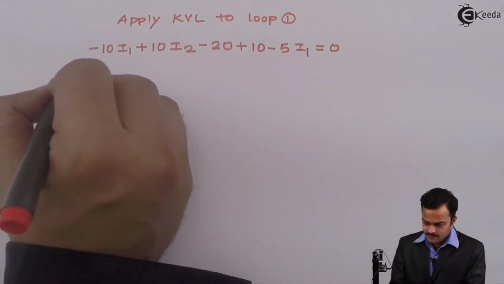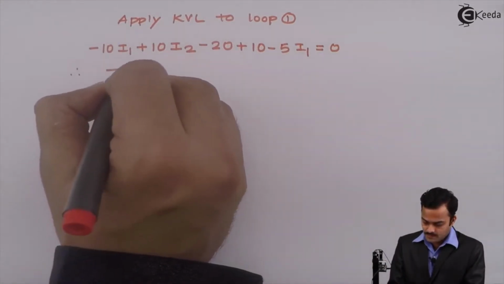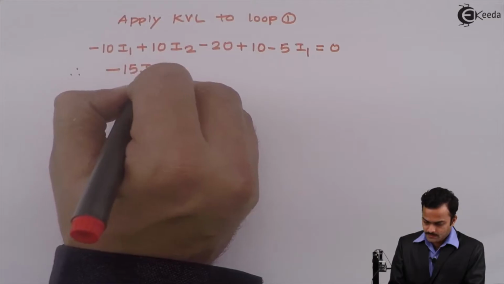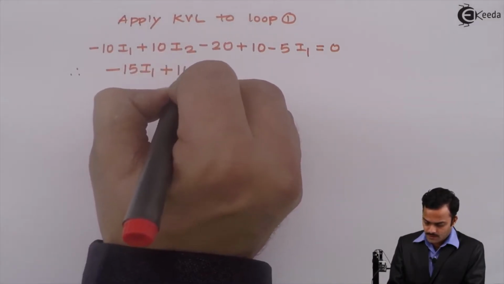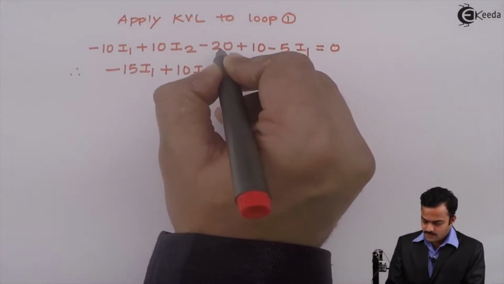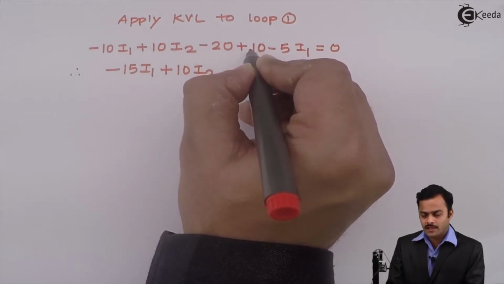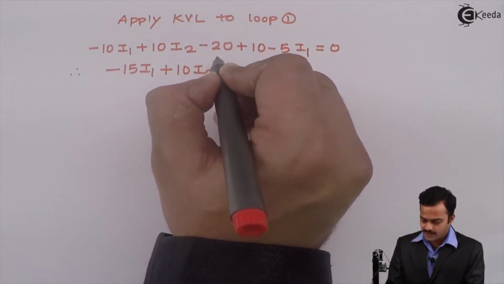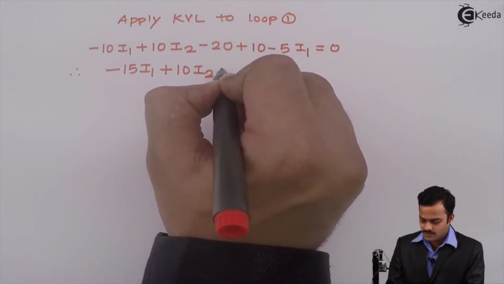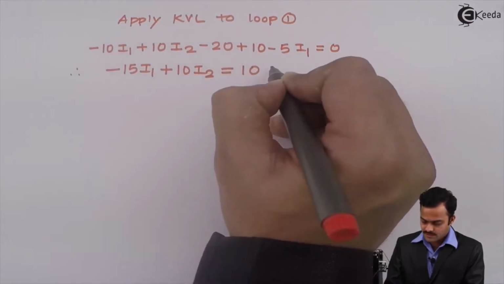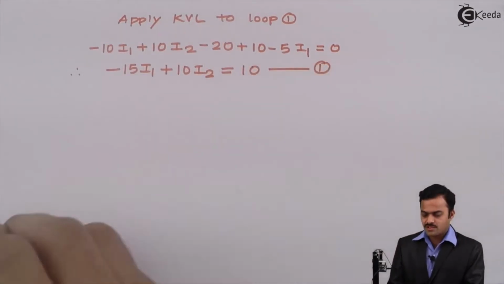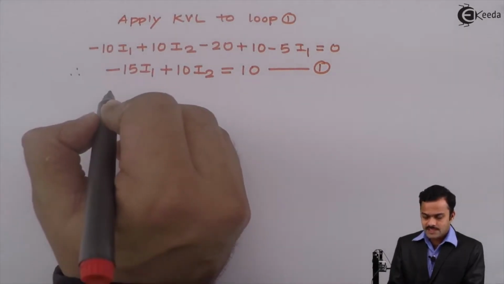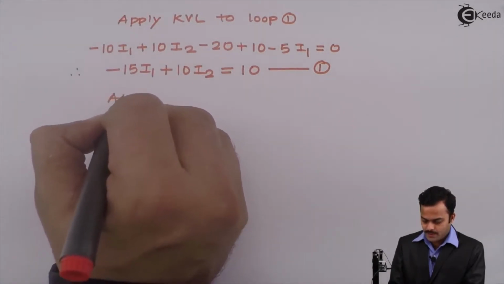If I rearrange the terms, I will get minus 15 I1 plus 10 I2. This minus 20 plus 10 will give you minus 10 on this side. If I take this constant to the other side of the equation, it will be plus 10. Equation number 1. In a similar way, I can apply KVL to loop 2.